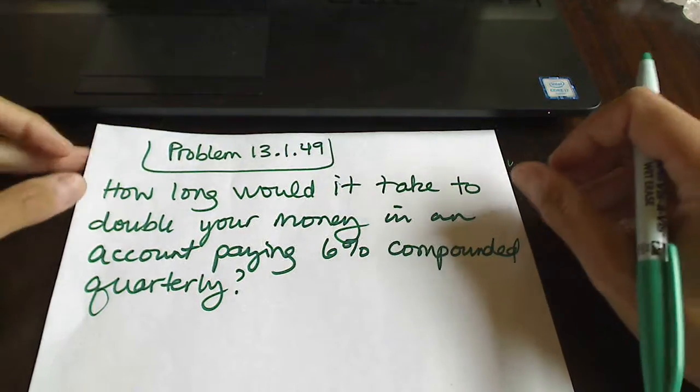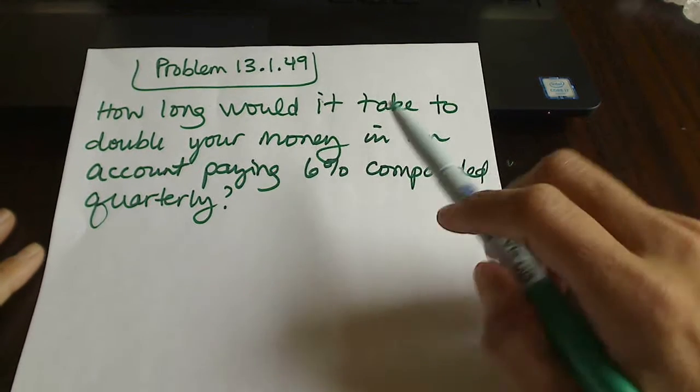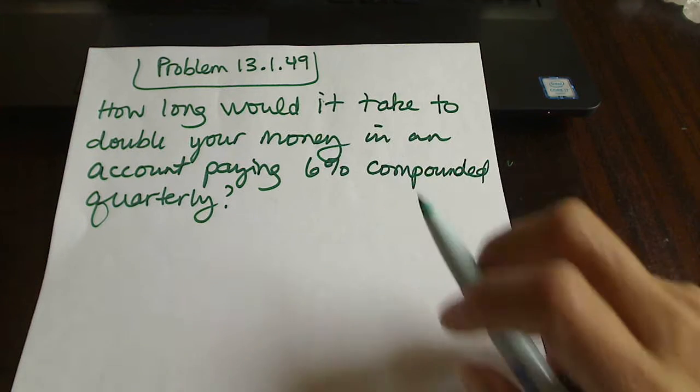All right, so this is problem 3.1.49. And the question is, how long would it take to double your money in an account paying 6% compounded quarterly?